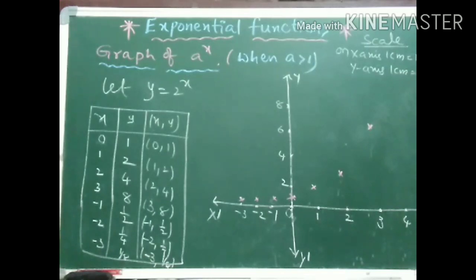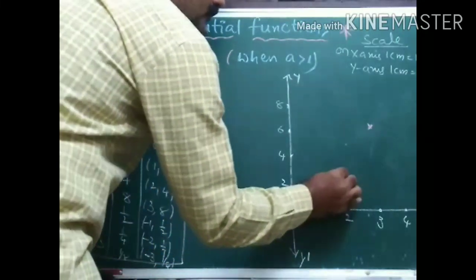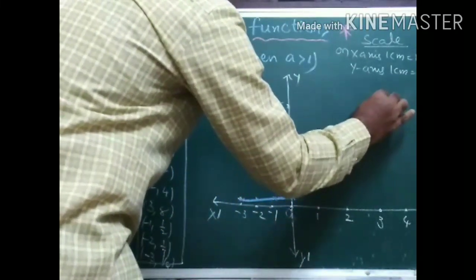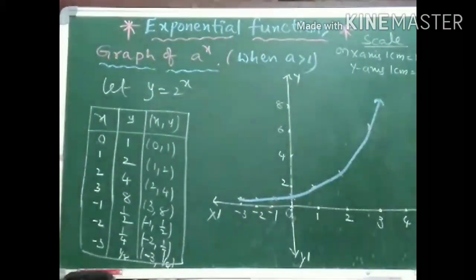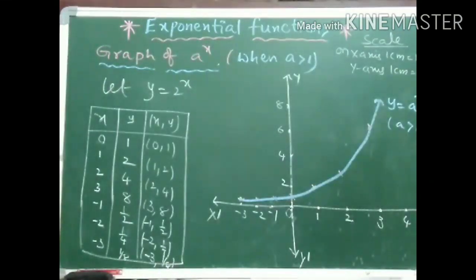Now if you join them, so let us join them. So if you join these plotting points, this is the shape of the curve, which is y equals a power x, provided the condition is a greater than 1.